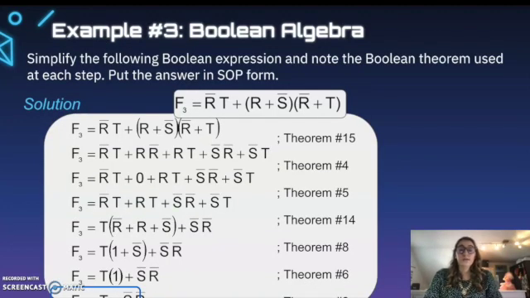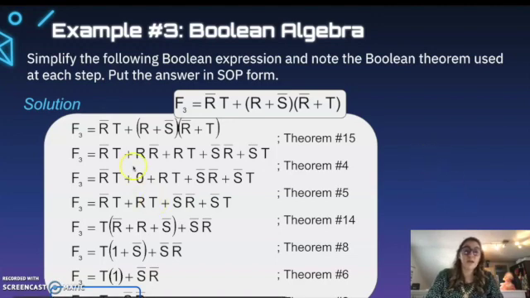So here is example 3. I just put everything up here because it is very long and I wanted to walk through it with you. You're going to simplify the following Boolean expression and note the Boolean theorems used. This expression is F3, and it is R' T or (R or S')(R' or T). The first step it has us use here is theorem 15.